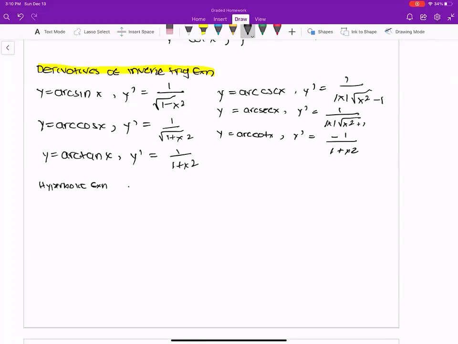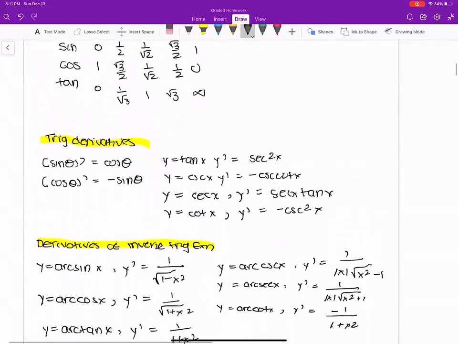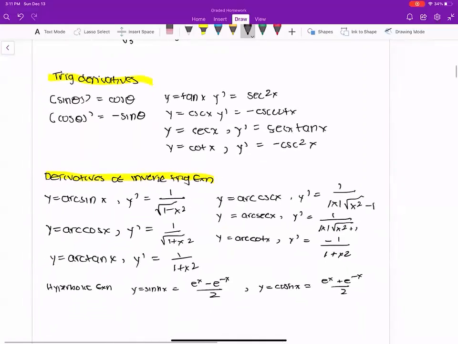So hyperbolic sine is e to the x subtract e to the negative x over 2. Hyperbolic cos of x equals e to the x plus e to the negative x over 2. You can see the difference is the positive and negative sign. And similar to the normal trig derivatives, they're very similar.